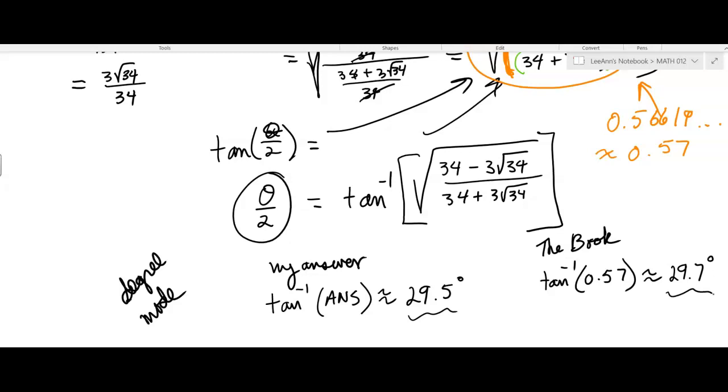Okay, so that's kind of a long explanation. A little bit of calculator work there, so practice with that. But there you go.